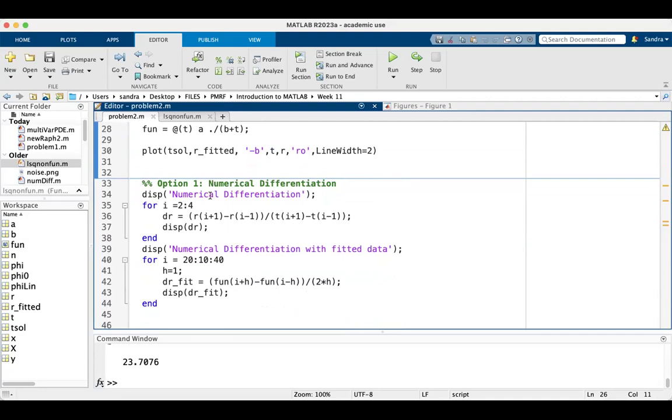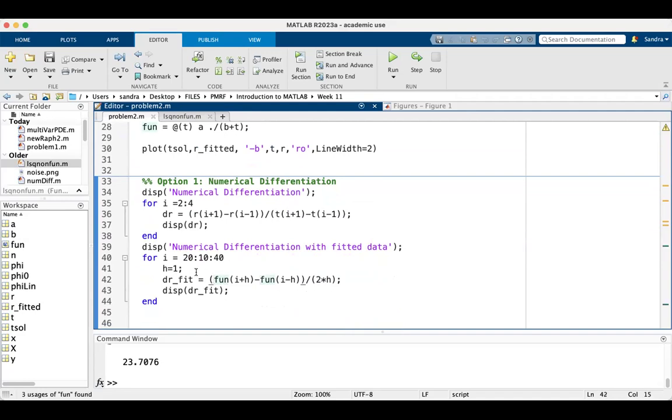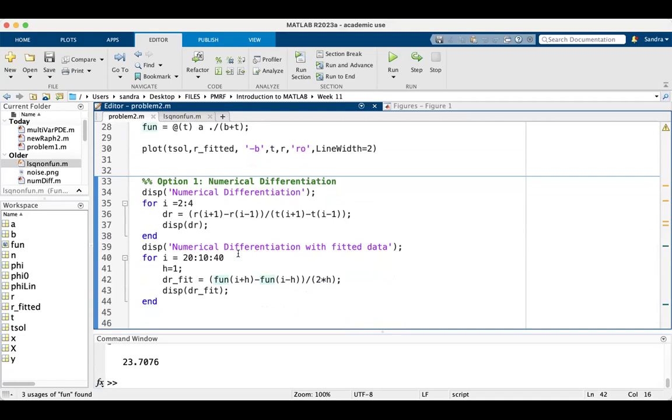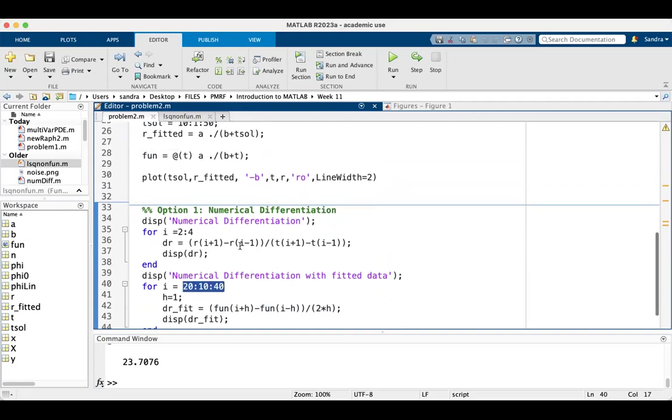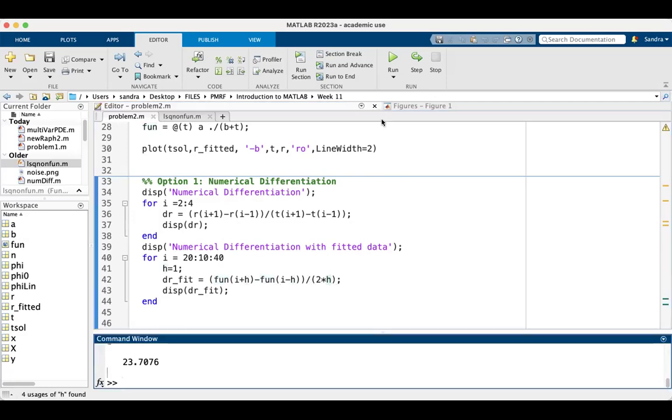Now I use the numerical derivative. For the actual data, I'm only using interior points, using the central differencing formula. And this is using the fitted data. So this one only has 4 interior points, but the fitted data has higher points also, so I am taking all the interior points. Let me run this.